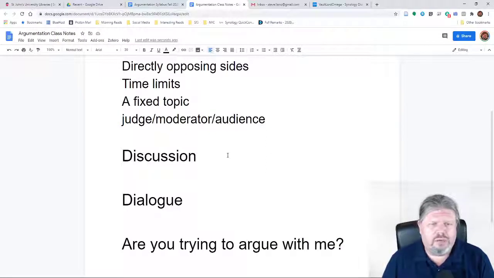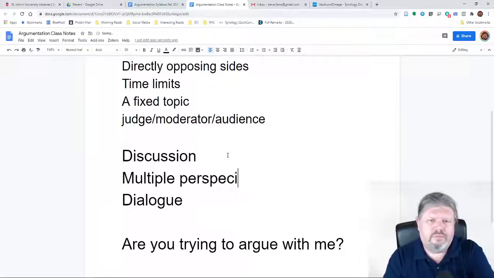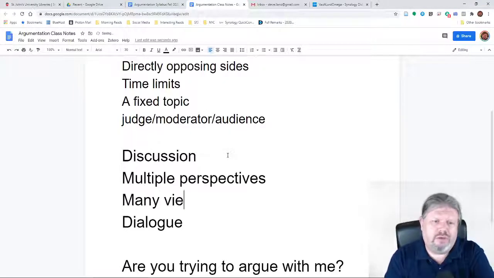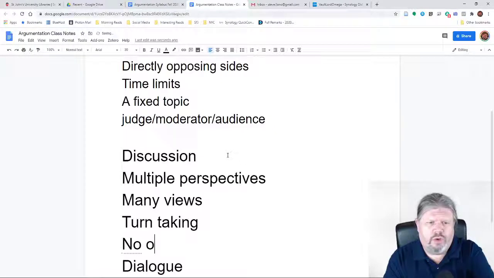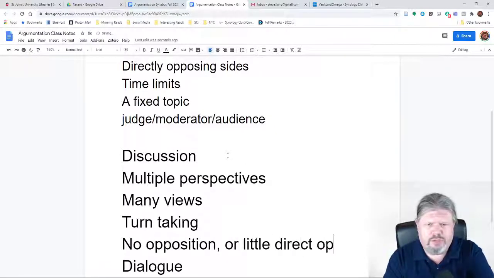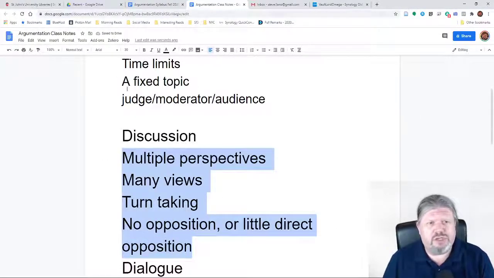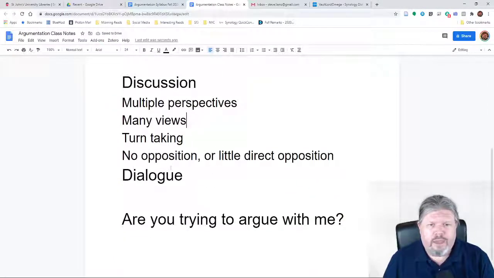Okay, what's a discussion? Discussion is multiple perspectives, many views, turn-taking, no opposition, or little direct opposition. I think that's kind of a fair way to think about a discussion. Also, discussion really doesn't have an ending point or much of a point at all. It just kind of meanders around. And we kind of like that.